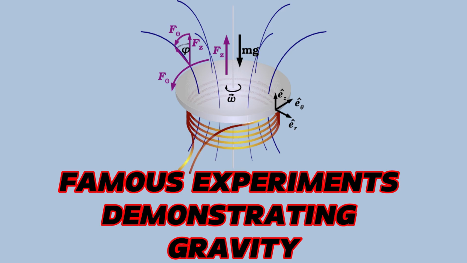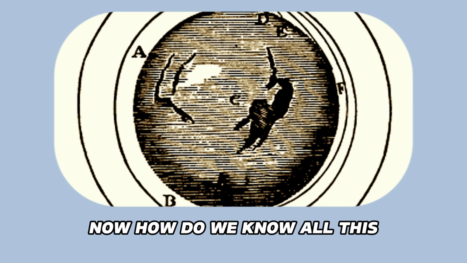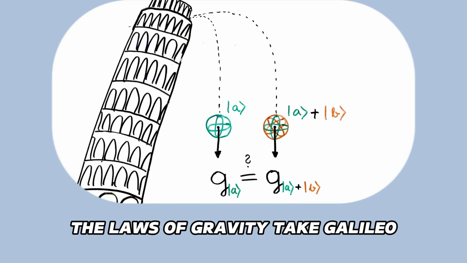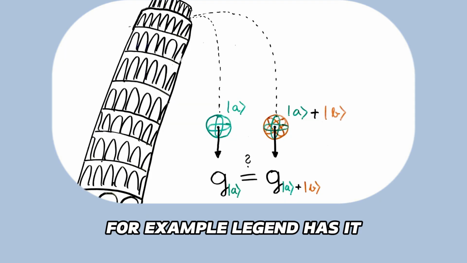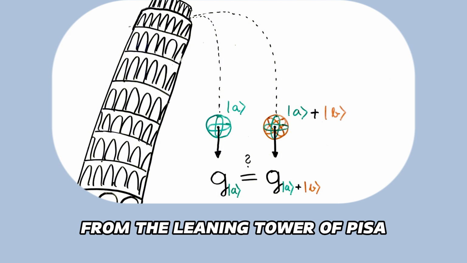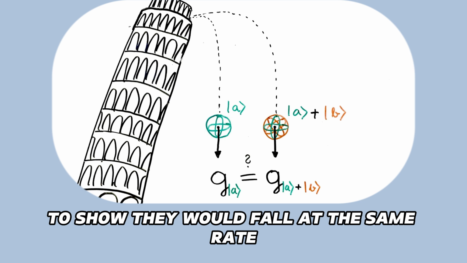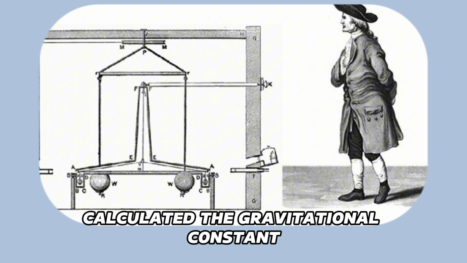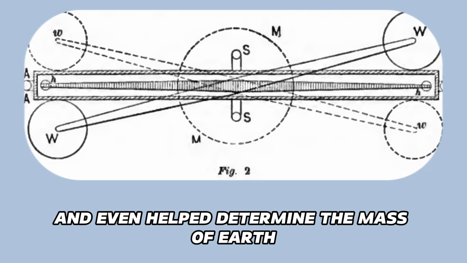Famous experiments demonstrating gravity. Now, how do we know all this? Over the centuries, scientists have conducted experiments that prove the laws of gravity. Take Galileo, for example. Legend has it he dropped two spheres of different masses from the Leaning Tower of Pisa to show they would fall at the same rate. Then there's Henry Cavendish, whose experiment in 1797 calculated the gravitational constant and even helped determine the mass of Earth.